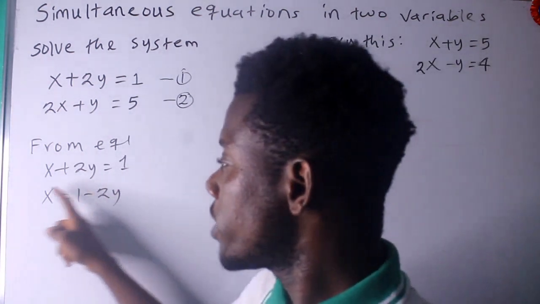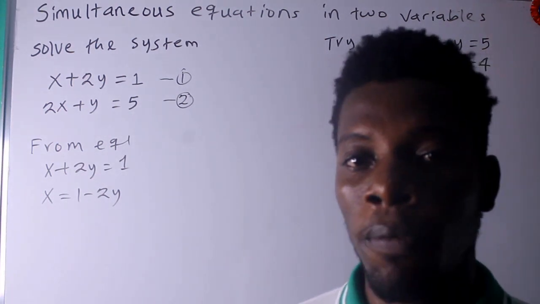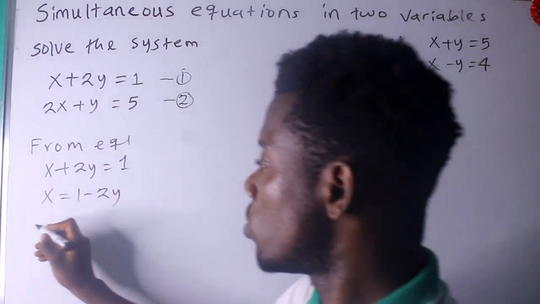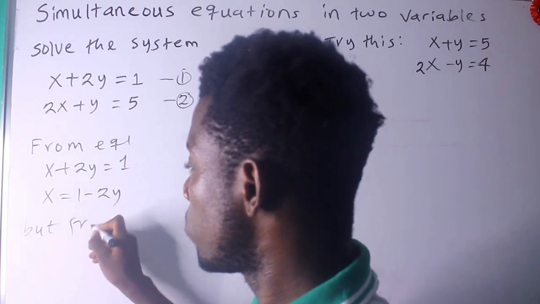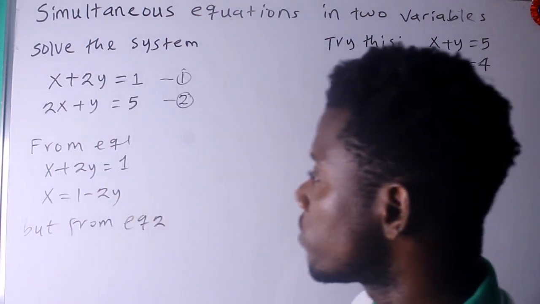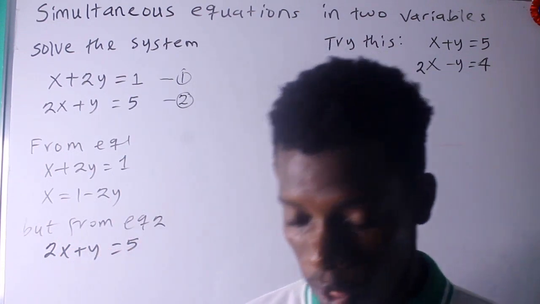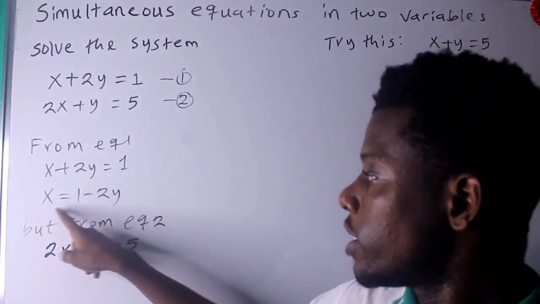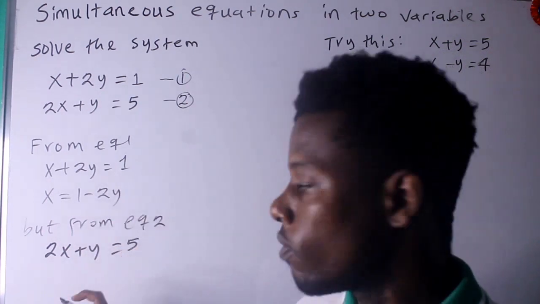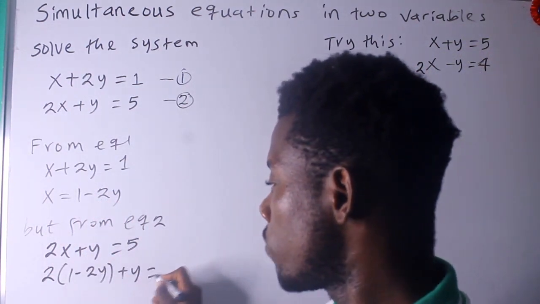Now, x is equal to 1 minus 2y is also an equation, and we're going to substitute that value into the second equation, which is equation 2. That's the method. Equation 2 says we have 2x plus y equal to 5. But I know that x is 1 minus 2y, so I'll substitute this value for x in equation 2. So I have 2 times (1 minus 2y) plus y equal to 5.